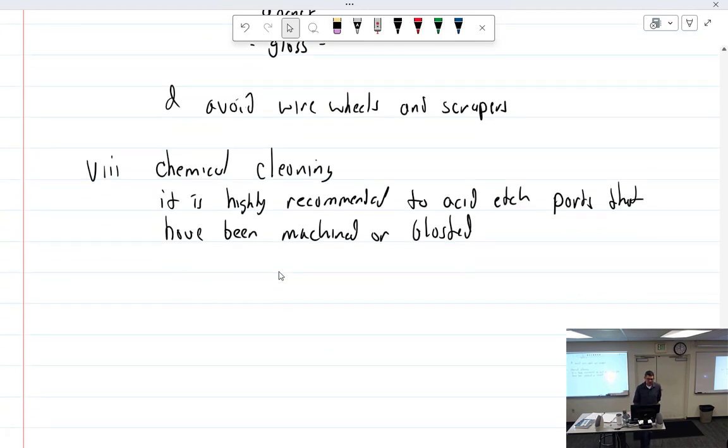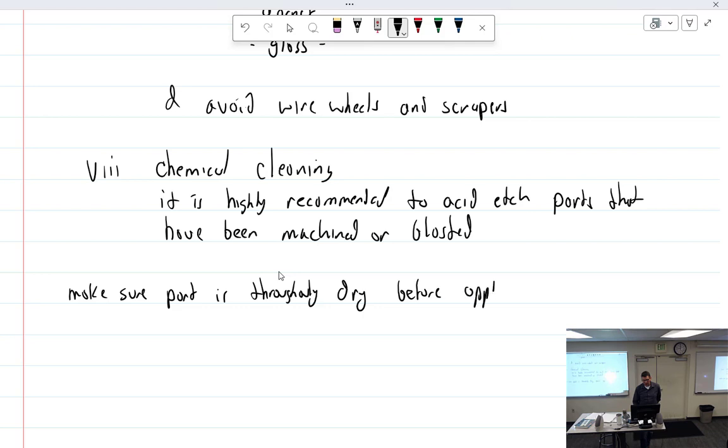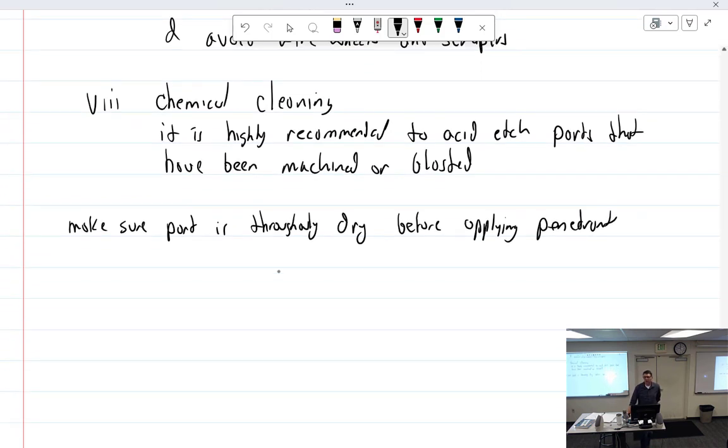Again, I should make sure the part is thoroughly dry before applying a penetrant. And there's no solvent, water, anything in the crack that you're trying to develop, because the water, solvent, whatever, will displace the penetrant. Can you explain the acid etch?